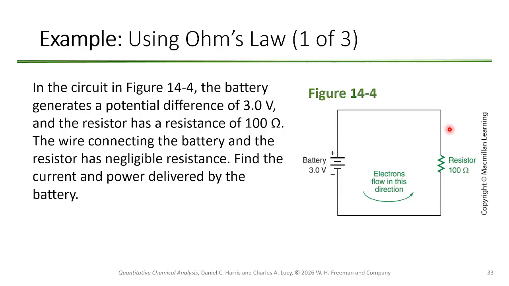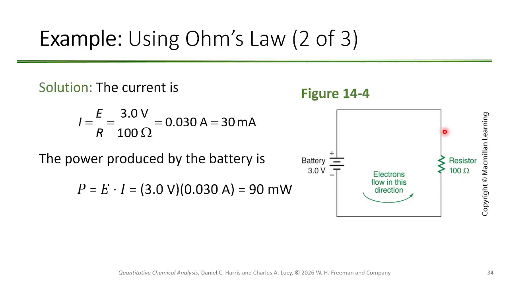Let's find the current and power delivered by that battery. So we're just going to use the equation we just talked about. And so E over R gives you I, the current. So we take the number of volts, we divide it by ohms. That's going to give us amps. If we want it in nice round whole numbers, we typically would work in milliamps. Now, what is the power that's produced by this battery? Well, again, now we have that current.